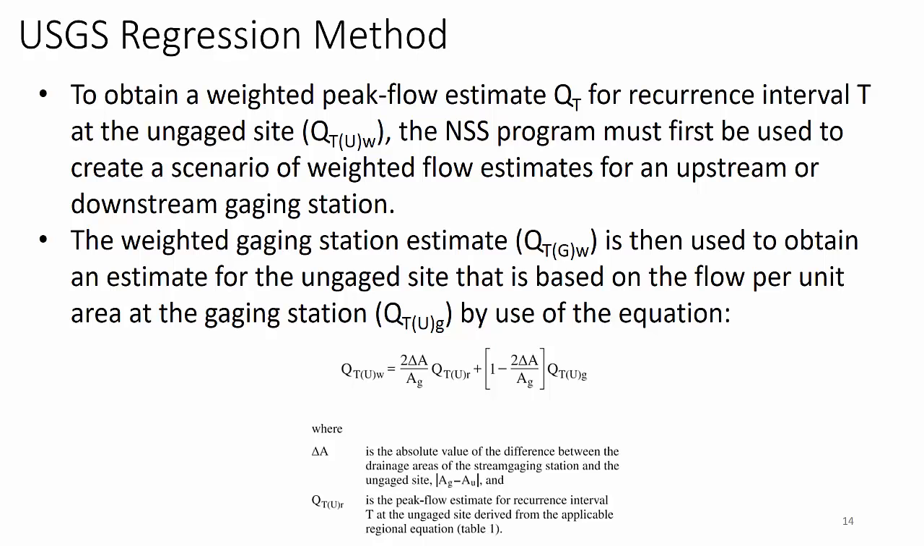Now, this is not a complicated relationship, though it has a lot of variables. The absolute value of the difference between the drainage area of the stream flow gauging station and the ungauged station is delta A, which is A of the gauging station minus A of the ungauged station. That's just area. That's easy enough. QTUR is the stream flow estimate for recurrence interval T, flow for a particular return storm at the ungauged site, derived from the applicable regional equation, which we just saw. So that's the way we move through this process. It's not that complicated. It's just a ratio of areas.